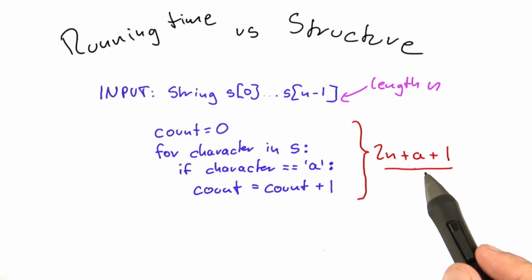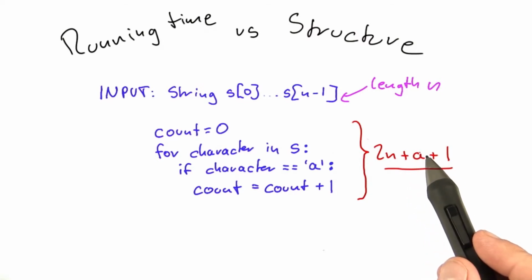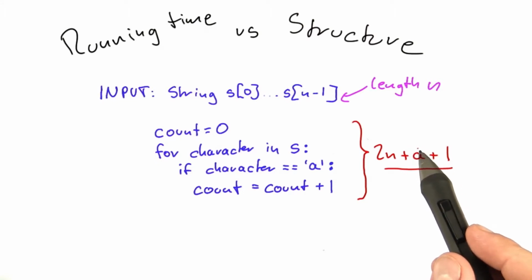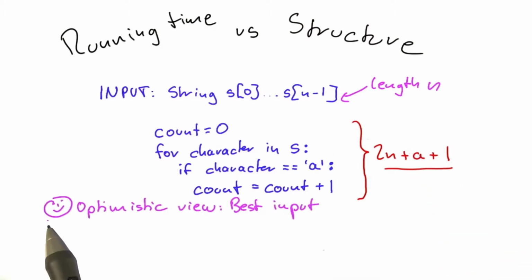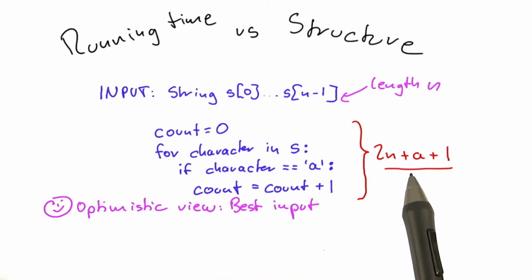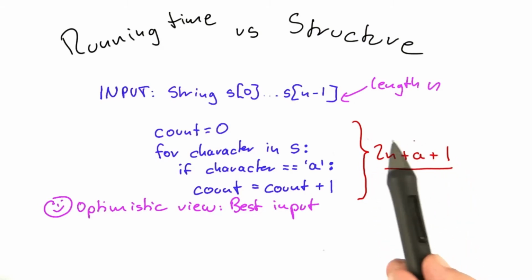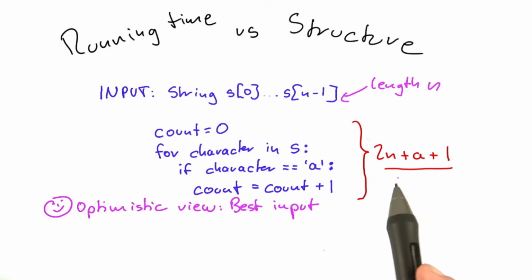So we want to avoid these complications, and there's actually 3 different ways you could do that. The first one would be to have a very optimistic view and state the running time for the best possible input that this algorithm could receive. So basically saying this is the minimum running time of the algorithm and state that as its overall running time.